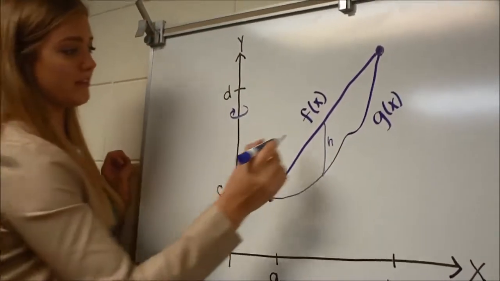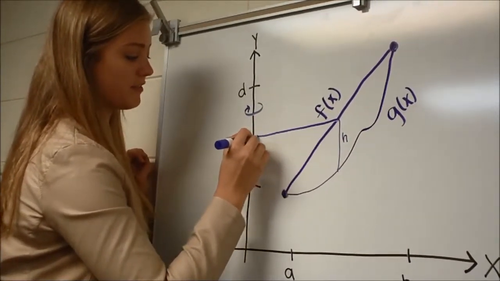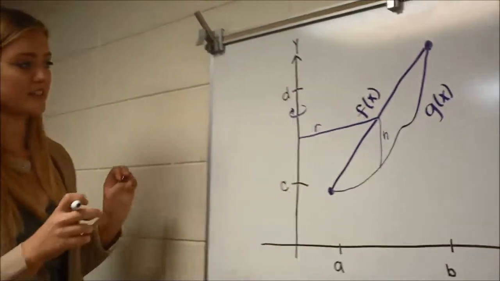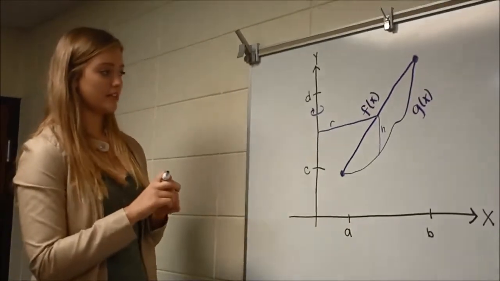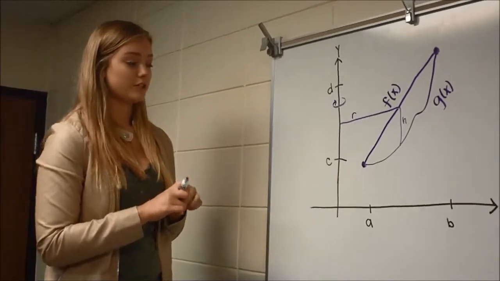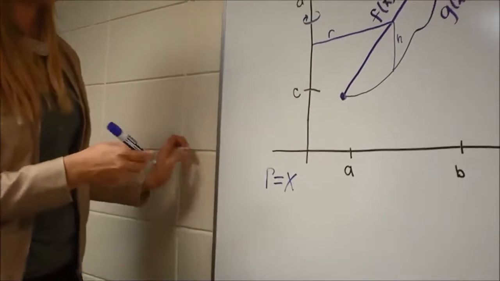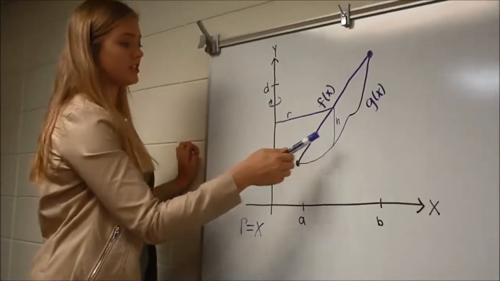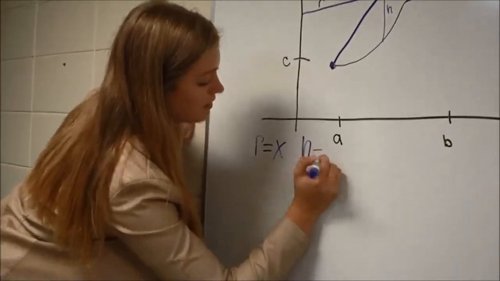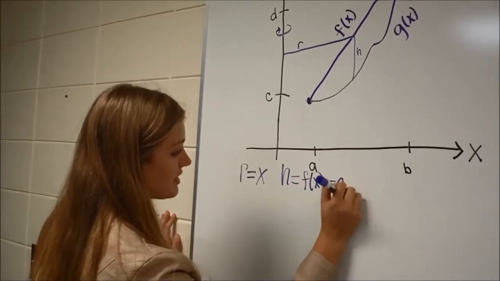From there, you would draw the radius, starting from the top of the height to the axis of rotation, which would be the y-axis, and that would be r. Since r is just the horizontal distance from the axis of rotation, the y-axis, to the graph, r would equal x. And since h is the distance in between f of x and g of x, we would say that h is equal to f of x minus g of x.